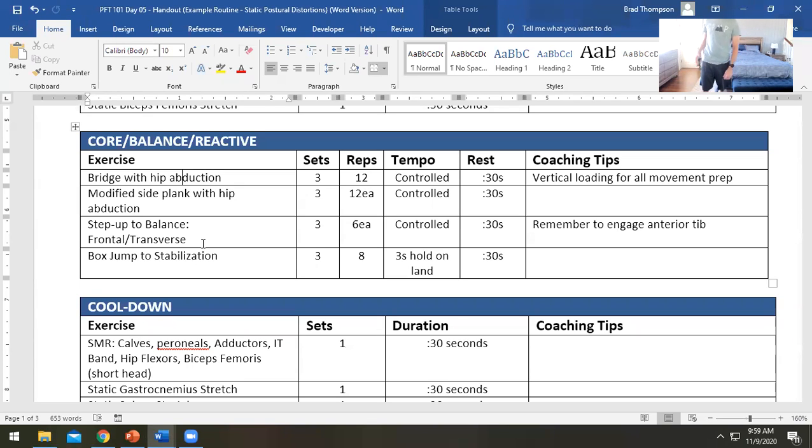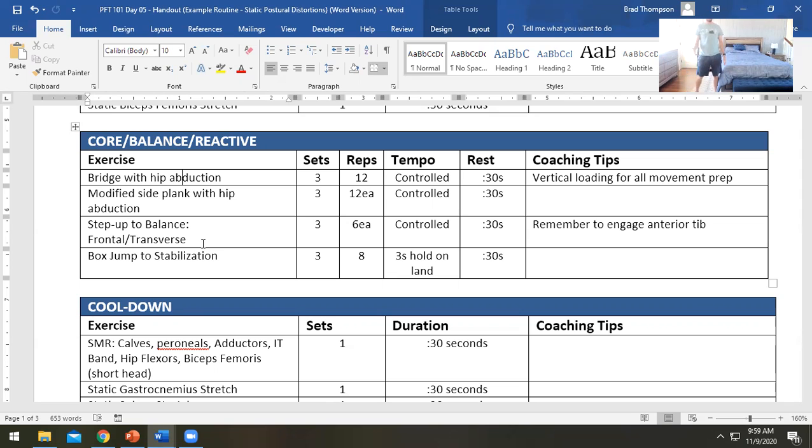Modified side plank with abduction. So that's your classic. So this would be a regular side plank with abduction. Modified side plank would just be on your knees. And then you would just lift one leg up. Right? Again, I'm strengthening the side of my butt so that I can pull my knees outward, right?